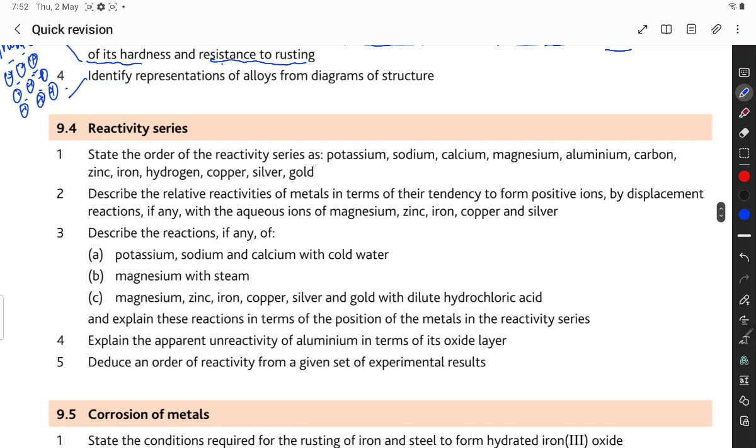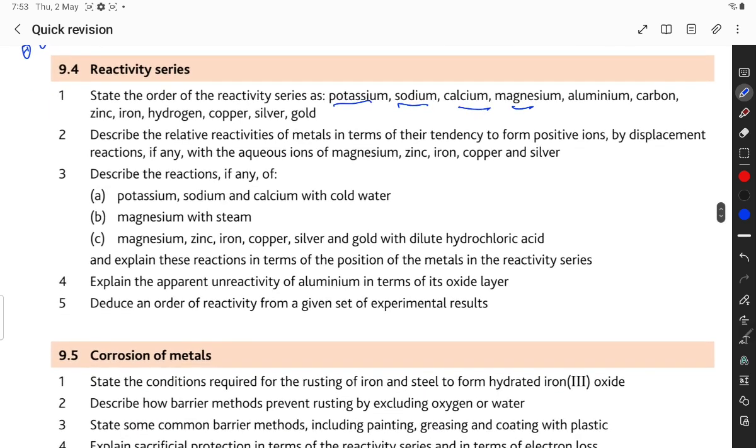State the order of the reactivity series: potassium, sodium, calcium, magnesium. You are very well aware of the reactivity series. So potassium coming first, then sodium, calcium, magnesium, aluminium, carbon, zinc, iron, hydrogen, copper, silver and gold. So this is the reactivity series. Describe the relative reactivities of metals in terms of their tendency to form positive ions. Highly reactive metals readily form positive ions by displacement reactions with the aqueous ions of magnesium, zinc, iron, copper and silver.